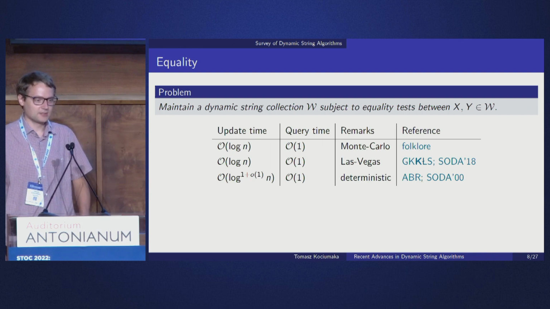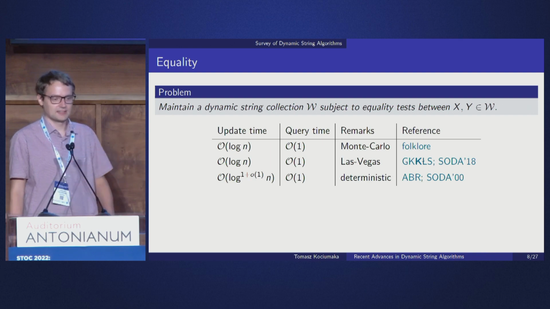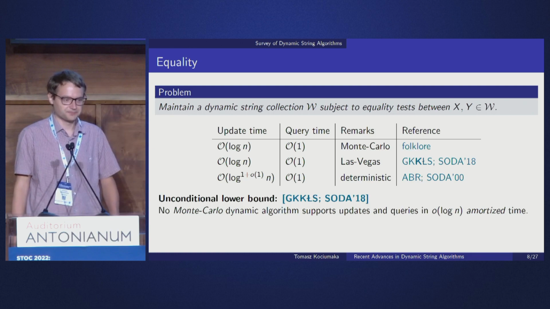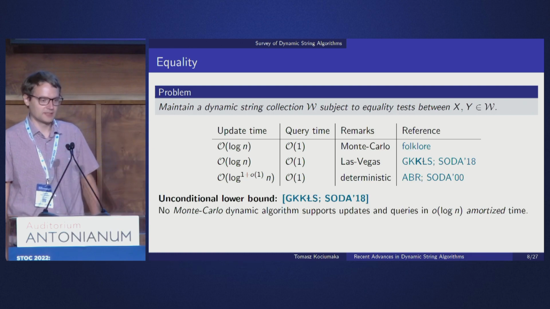So the natural question is, what about this log n? Is it necessary? And it turns out that yes. You have an unconditional lower bound, a cell-probe lower bound using the prefix sum problem. And this lower bound says that even if you allow Monte Carlo randomization and even if you allow amortized running times, while all those previously mentioned ones are worst case, we cannot support both updates and queries in sublogarithmic time.